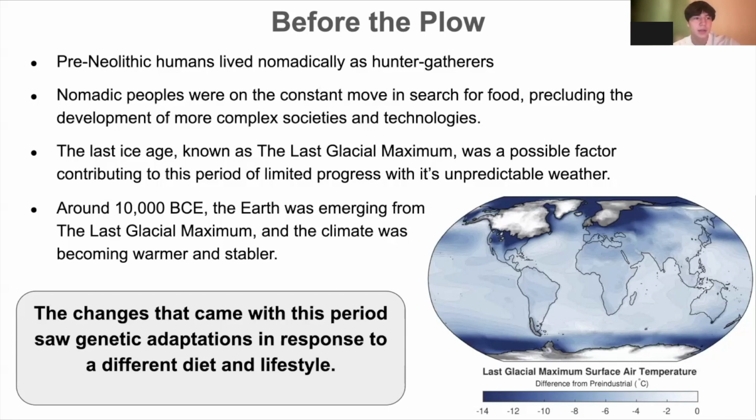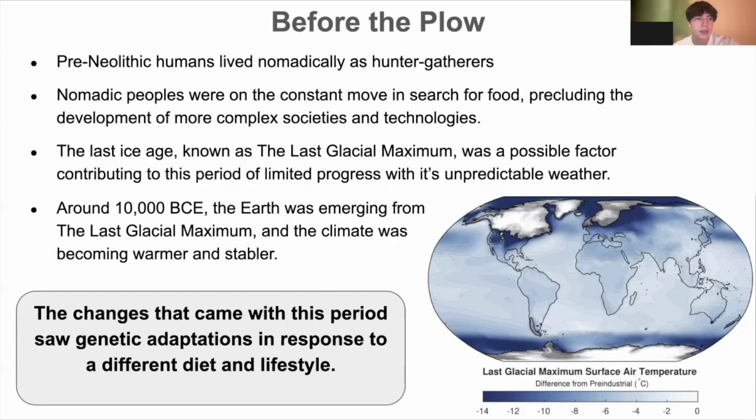The last ice age, known as the last glacial maximum, was a possible factor contributing to this period of limited progress, as humans had to migrate due to changing climate and the movement of game. The unpredictable climate during this period is a possible reason as to why Paleolithic humans were unable to access and domesticate grains as a food source.